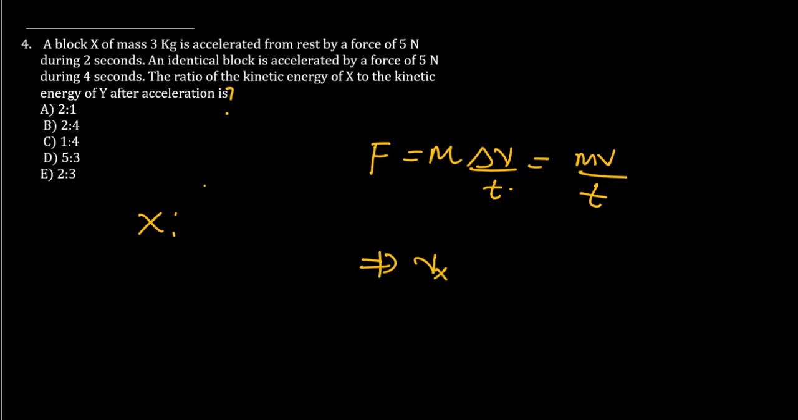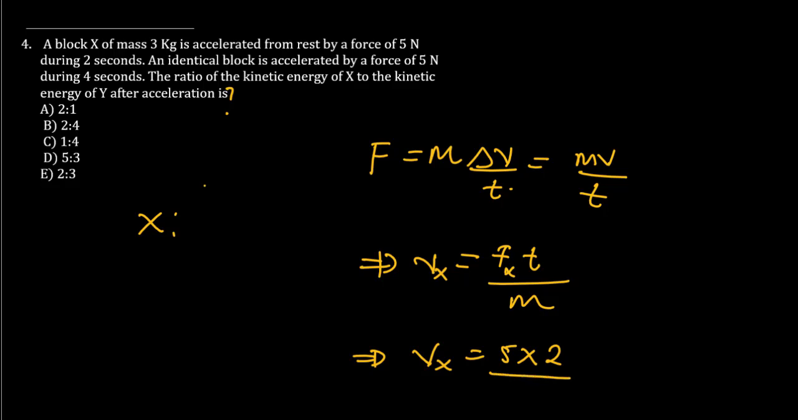So from there we can get the value of the speed. v of x will be equal to the force acting on x times t divided by the mass. The force has a value of 5 Newton, that's 5 times the time, which is 2 seconds, divided by the mass. The mass is 3 kg. So this gives us 10 divided by 3 meters per second.